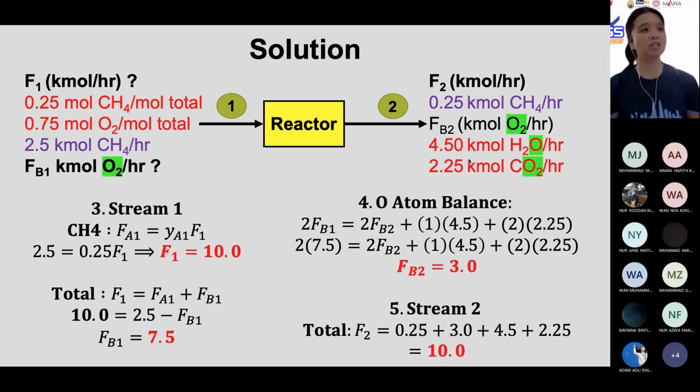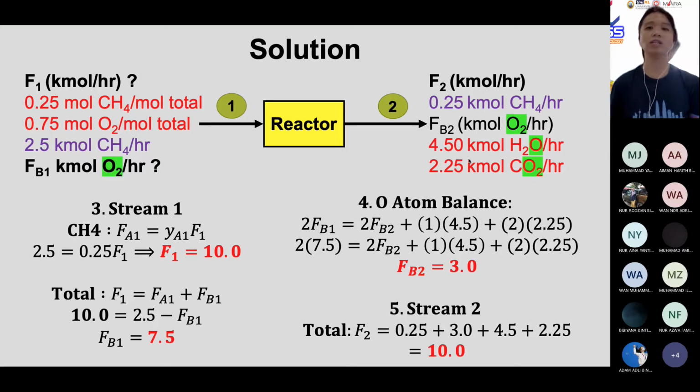Kita tak boleh buat balance hidrogen, no point. Sebab kalau saya buat balance hidrogen, O2 tu tak ada hidrogen, saya tak akan dapat menyentuh FB2 yang saya nak selesaikan. So kamu kena tengok, dalam kes ni saya nak selesaikan FB2, apa atom dalam compound FB2? So dalam FB2 ni compound dia hanya oksigen, O2. So hanya atom oksigen. So saya pilih untuk buat balance oksigen.